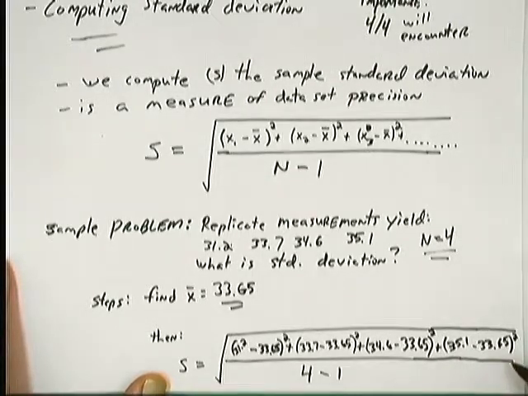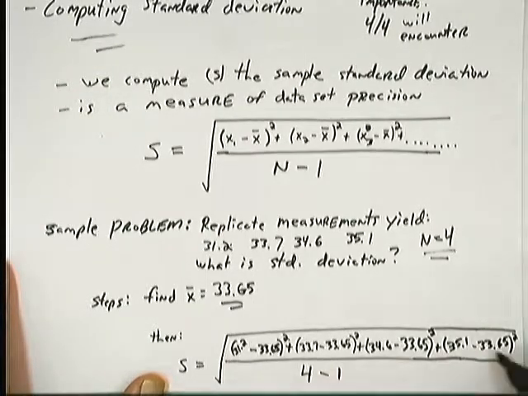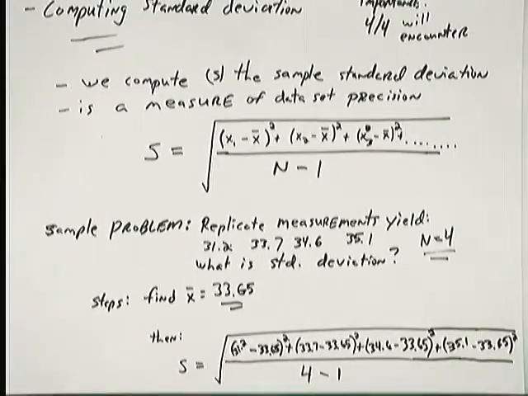Okay, so you see that for each data point, I have subtracted the mean. I'm going to square the result to get rid of any negative numbers should they arise. Take the square root of this fraction, and that's going to end up being my standard deviation.